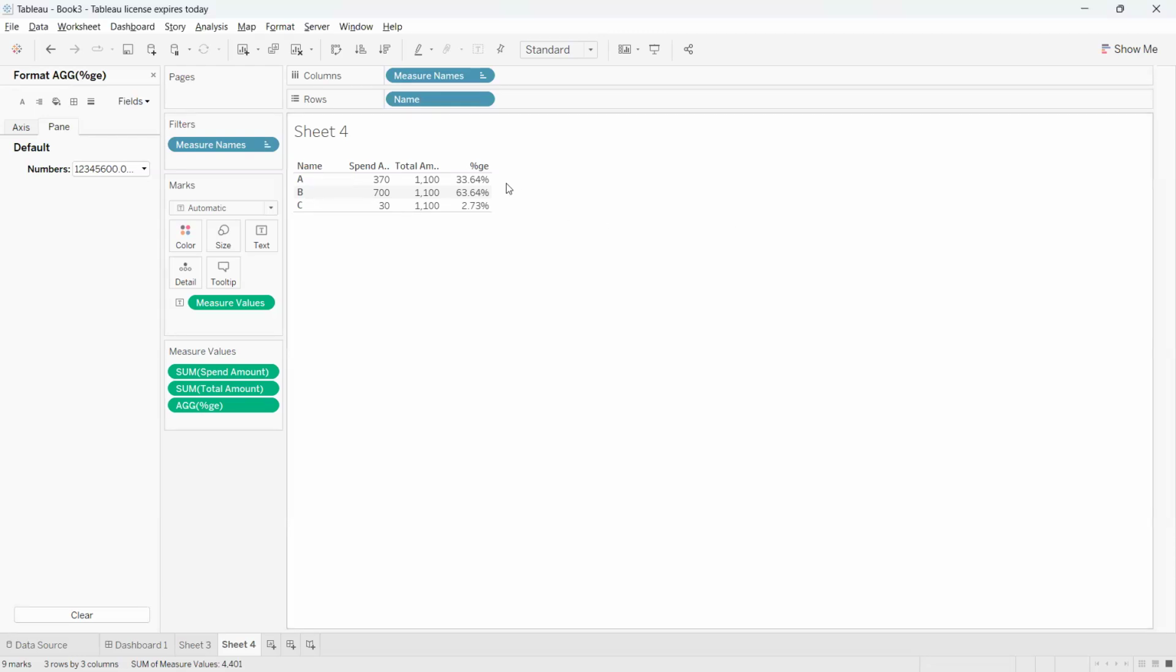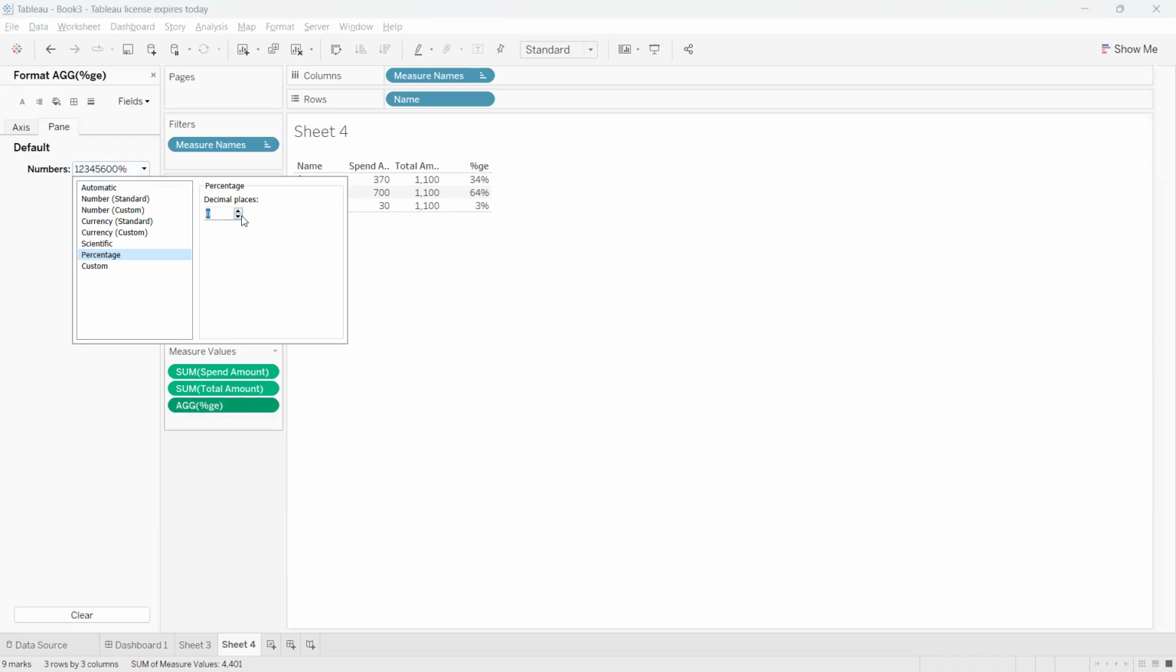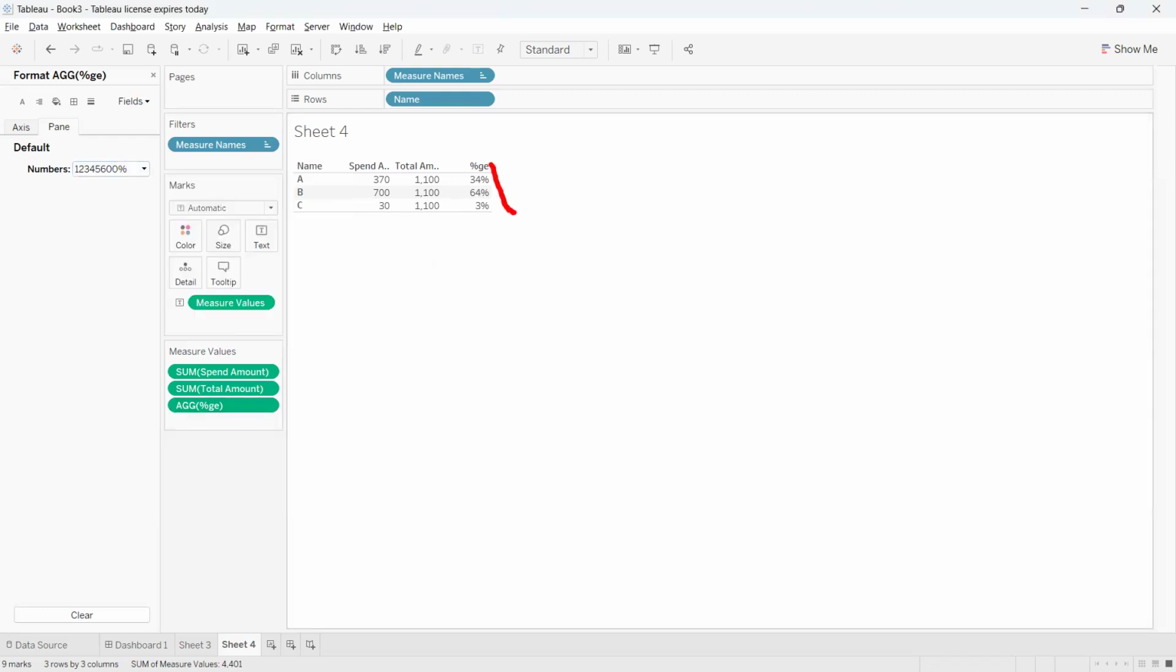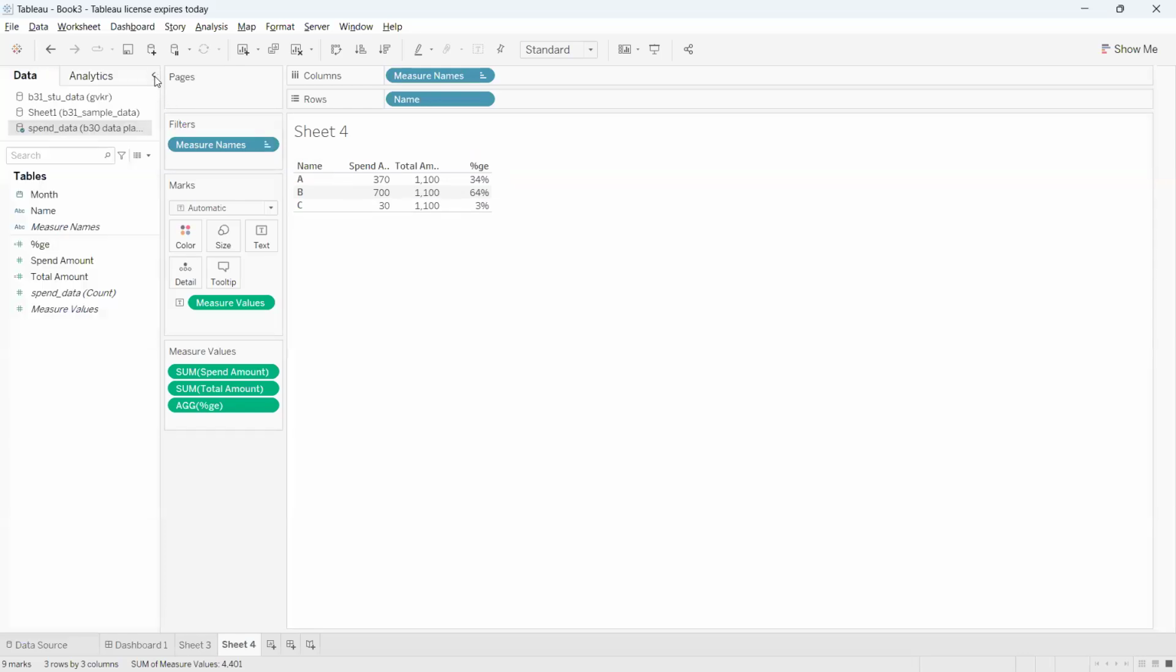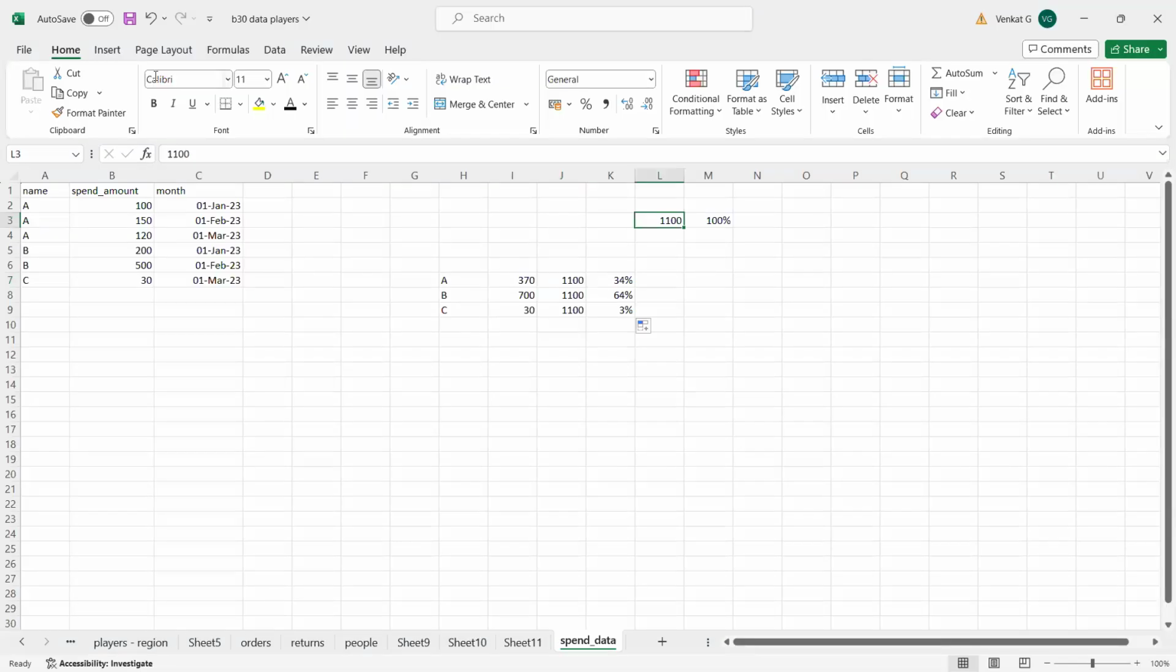You see, I have achieved my requirement here. If you go to the format option, just remove the decimal numbers here. Now it is matching exactly with what I see in the Excel file: 34, 64, and 3 percentage. So I can go to Excel, see 34, 64, and 3 percentage. Now I can achieve the same requirement with the help of other concepts also in Tableau, but there are some scenarios where we have to use the fixed LOD only. Okay. Now I'll tell you one more requirement here.